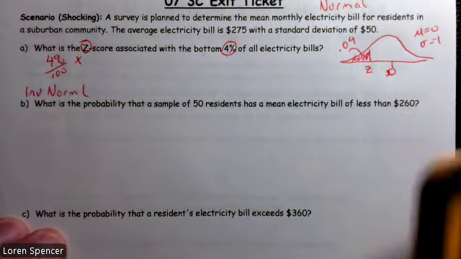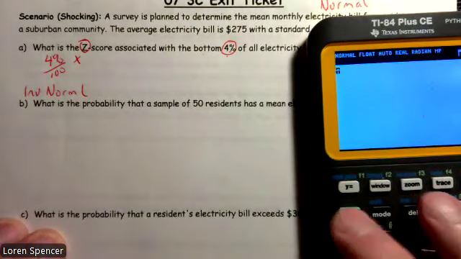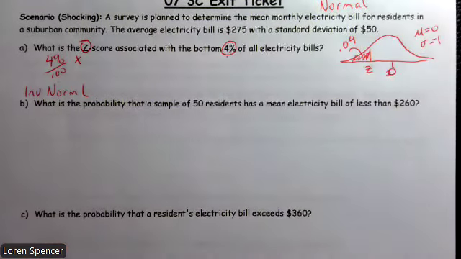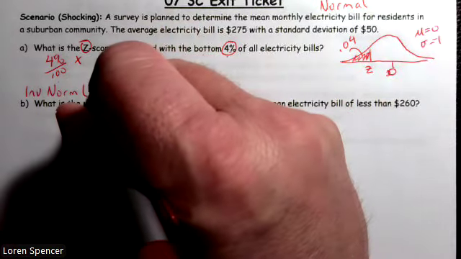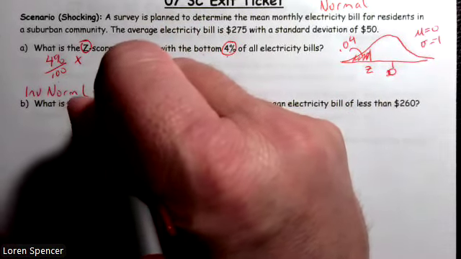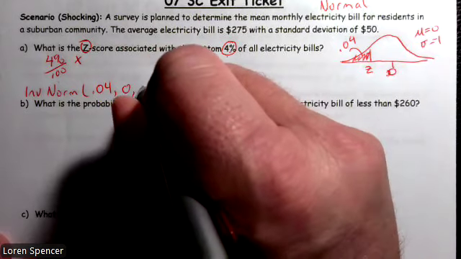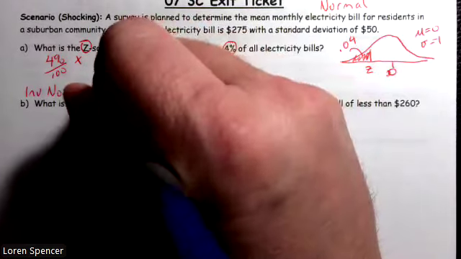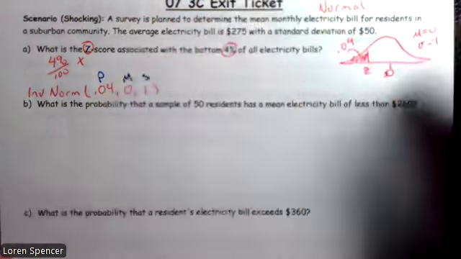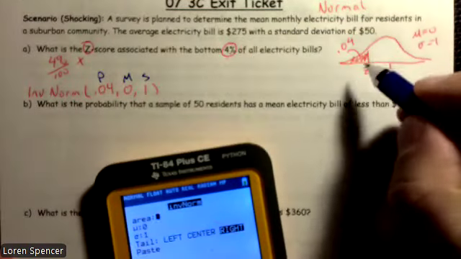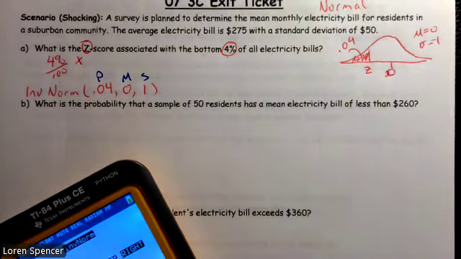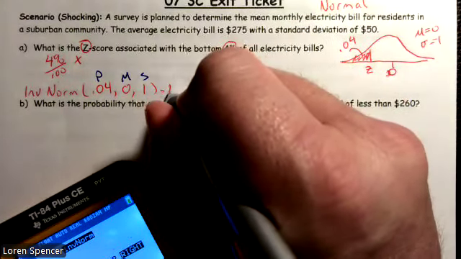Well, when I go to the calculator, it goes second vars, inverse norm, and it asks for my area, and it asks for my mean, and it asks for my standard deviation. So my inverse norm, my area or percentage is 0.04. My mean is 0. My standard deviation is 1. And if you notice, we shaded on the left-hand side. So I need to write the word left to remind myself that we use the left-hand side.